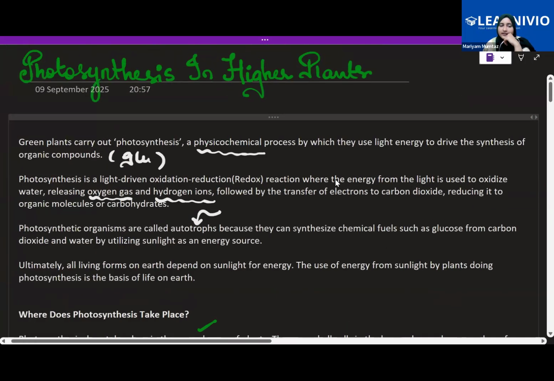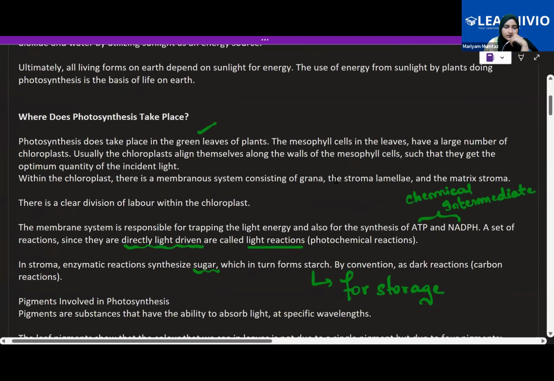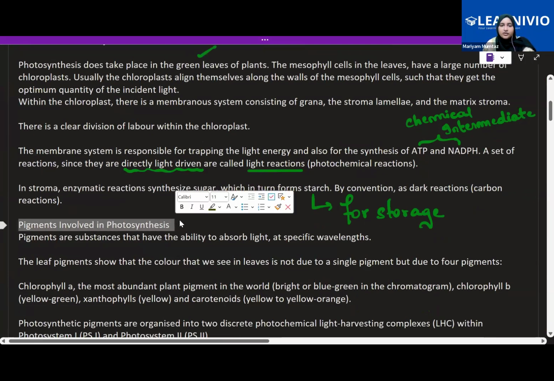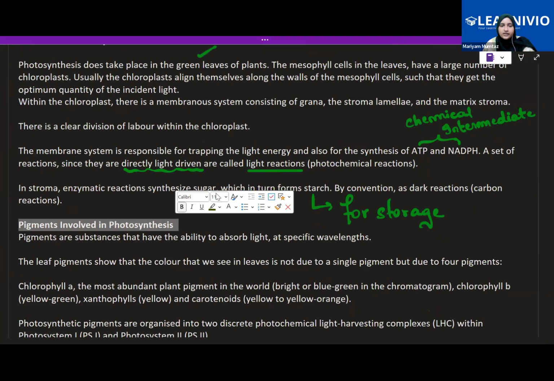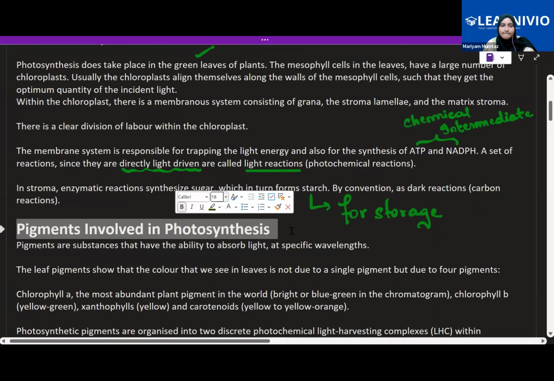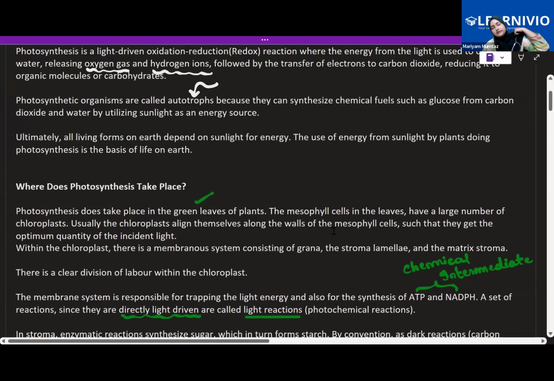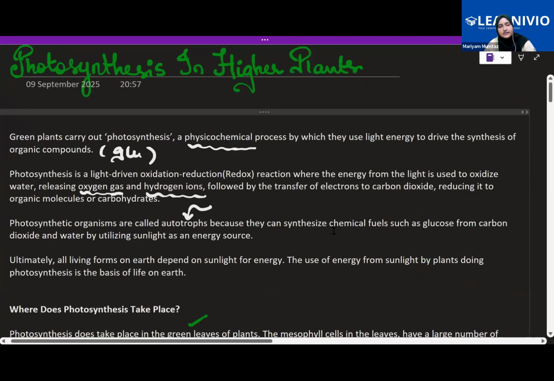Okay, now you people note down till here, and do not write this part. Pigments involved in photosynthesis, I haven't taught you yet. You don't write that part. Rest all you can write. So write till here. Then where does photosynthesis take place?